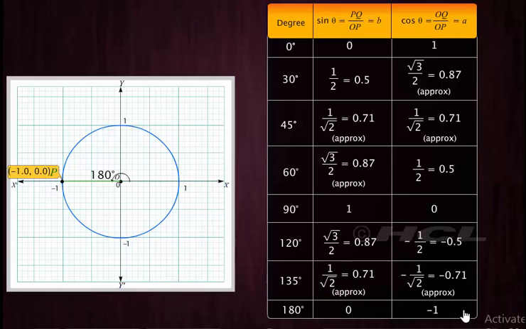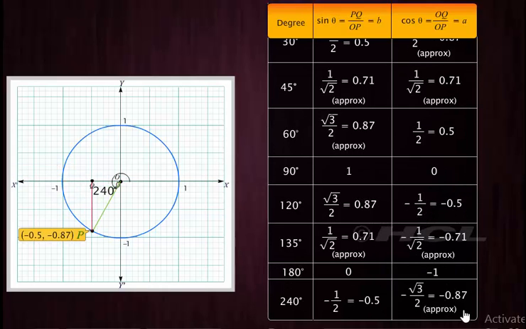And for the angle 180 degrees, the value of sine theta becomes 0 and the value of cosine theta becomes negative 1. Similarly, observe that when the angle is 240 degrees, the value of sine theta becomes minus 1 over 2 and the value of cosine theta becomes minus the square root of 3 over 2.